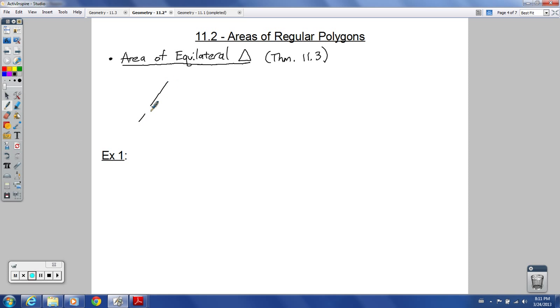And so let's draw a regular triangle. An equilateral triangle is also going to have all equal angles. Okay, so we have that going on there. If we call all the sides S, this formula is always going to work. We're not going to prove why this formula works. We could do that, but we're not going to take the time right now. But it's S squared times radical 3 over 4.